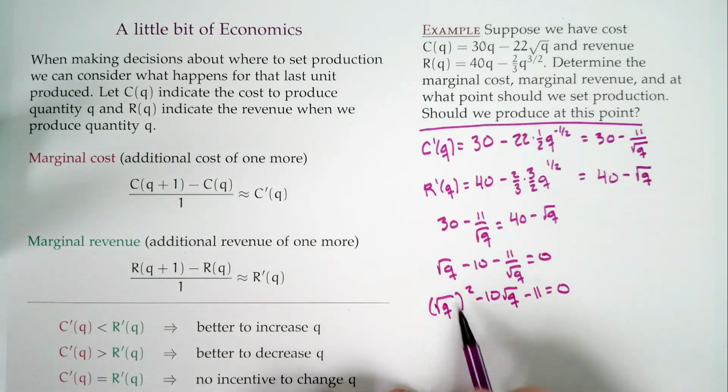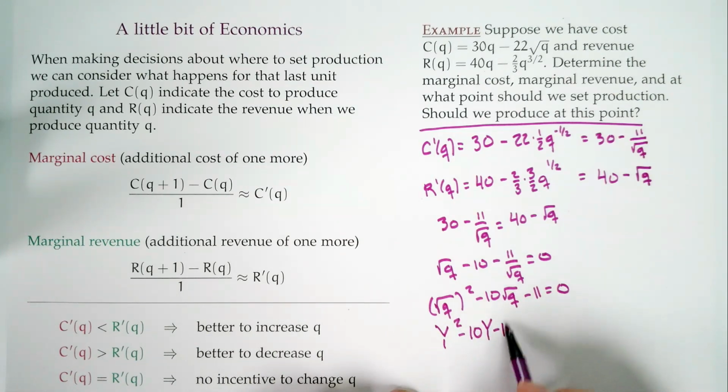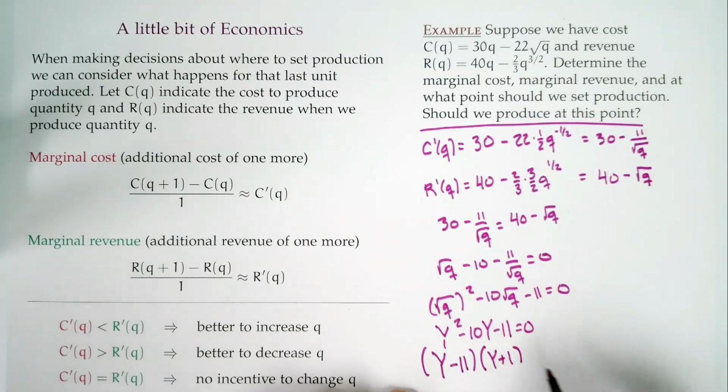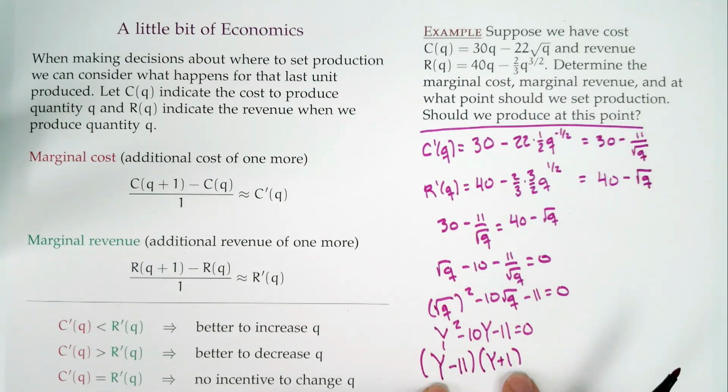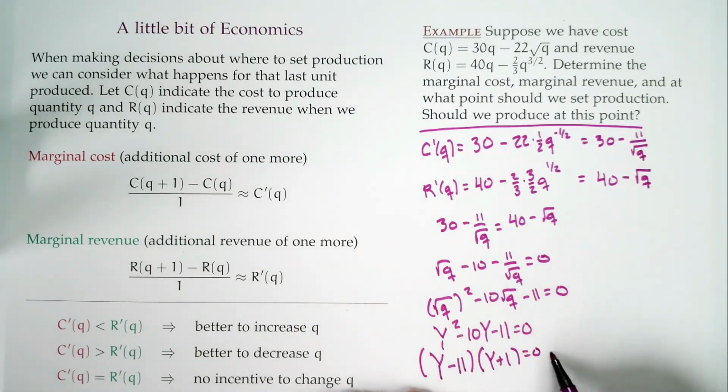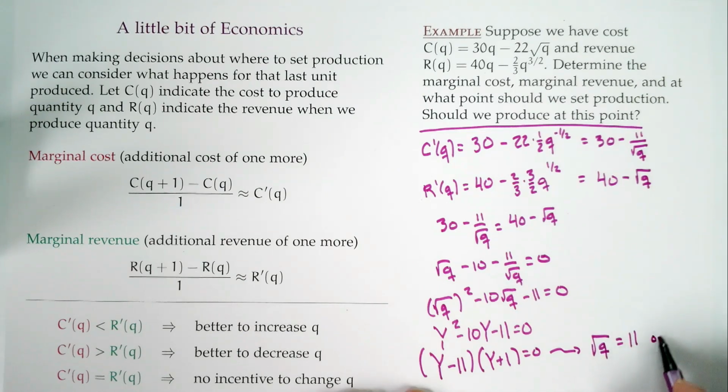You see, if I think of my variable as being square root of Q, I could think of this as y squared minus 10y minus 11. And I say, that factors. In fact, how does it factor? Y minus 11 and y plus 1. You can check. Y squared plus y minus 11y, so plus y minus 11y is minus 10y, and then minus 11. So what does this tell us? It tells us that capital Y, which again was just a placeholder for square root of Q, is either 11 or negative 1. But square roots aren't negative.